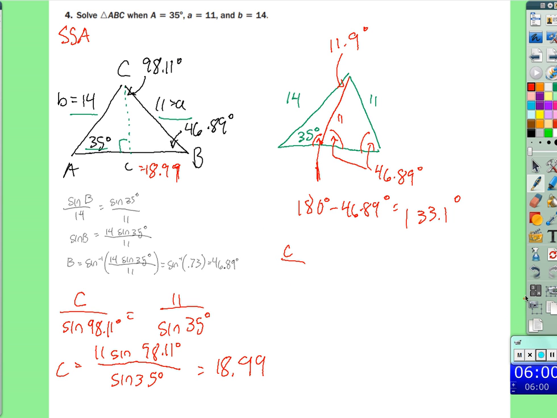So I guess we could just say this. C is going to be equal to 11 times the sine of 11.9 over the sine of 35. So that makes that side of this smaller, slimmer triangle, this obtuse triangle, what?